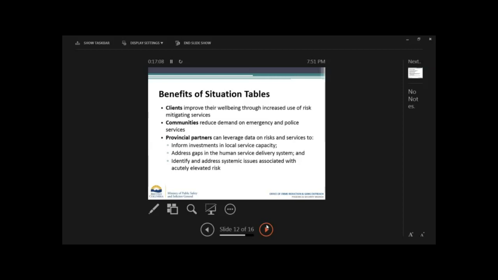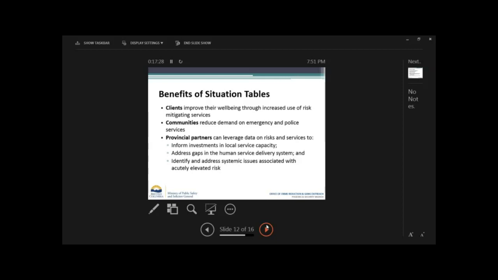Perhaps most importantly, of course, clients improve their well-being. We want to make sure that our community is safe and healthy. Communities reduce demand on emergency and police services. We don't want people going to the ER for overdoses. We don't want people on the streets getting hurt. We don't want people calling the police for non-criminal issues. So it helps to mitigate that before people get to that point.